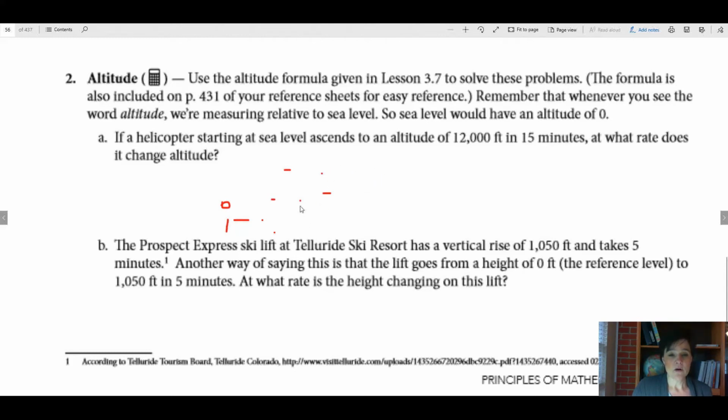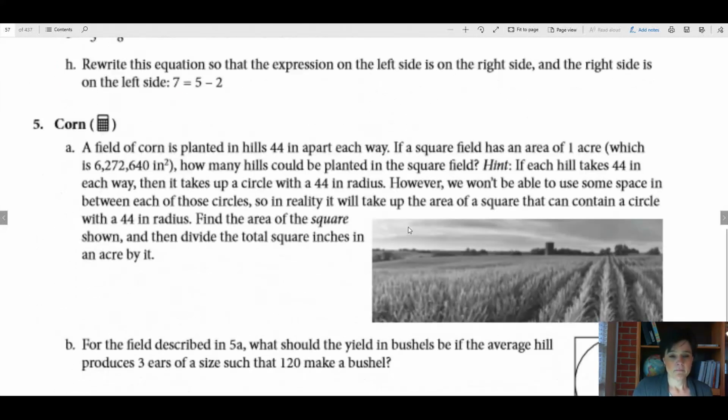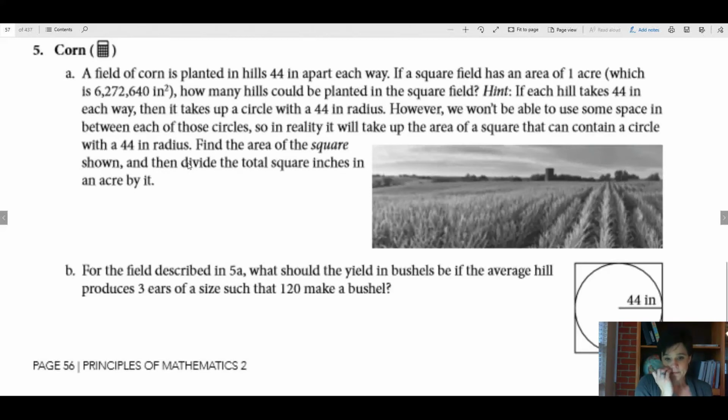All right, let's do our corn problem. A field of corn is planted in hills 44 inches apart each way. If a square field has an area of 1 acre, which is 6,272,640 square inches, how many hills could be planted in the square field?